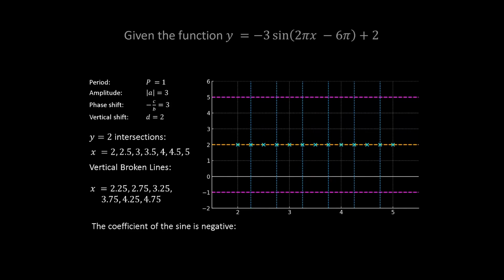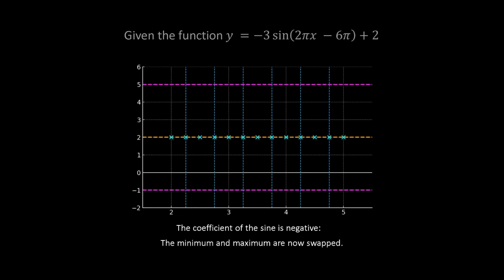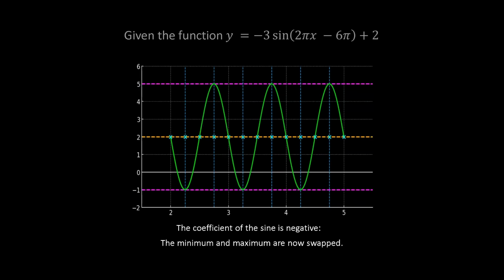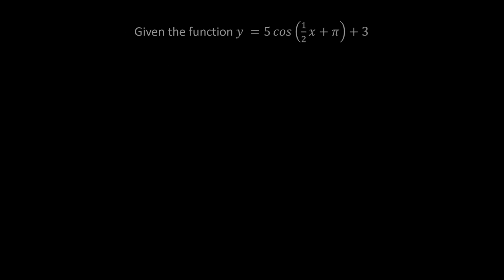Since the coefficient of sine is -3, the graph is flipped, and so the maximum and minimum are swapped. This time we draw the curve downward from the first cycle point, moving toward the next minimum point. The rest may be continued in the same way to complete the cycles. We've completed our examples with sine. Now let's turn to cosine.